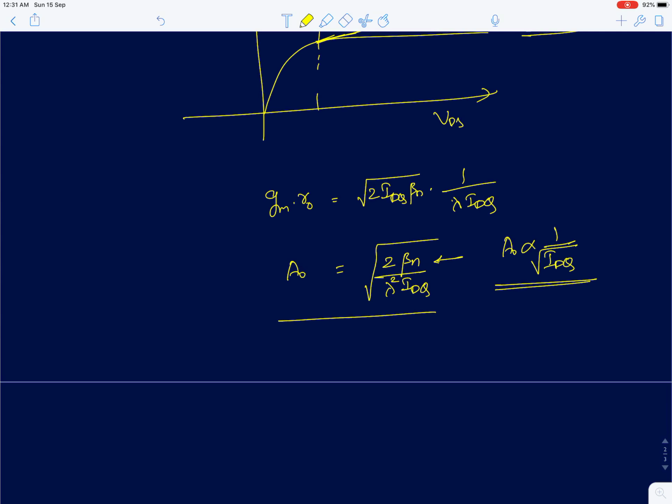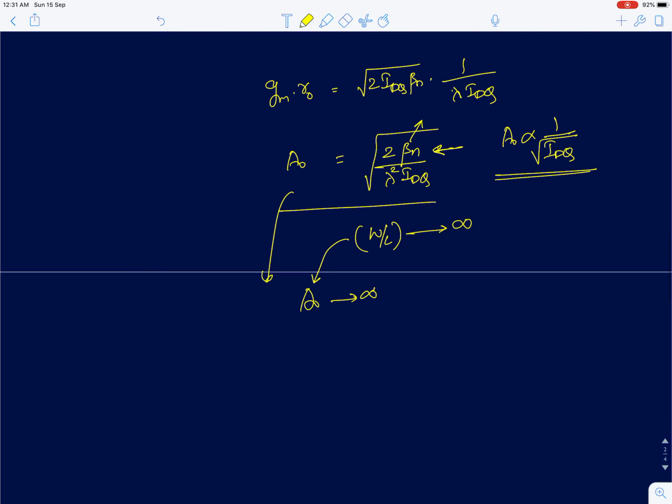As per this equation, since beta n is nothing but mu n Cox W by L, if I keep increasing the ratio of W by L, and let's say I make W by L infinity, this equation tells us that A naught will tend to infinity. But in reality, that will not happen. Now, why is that?